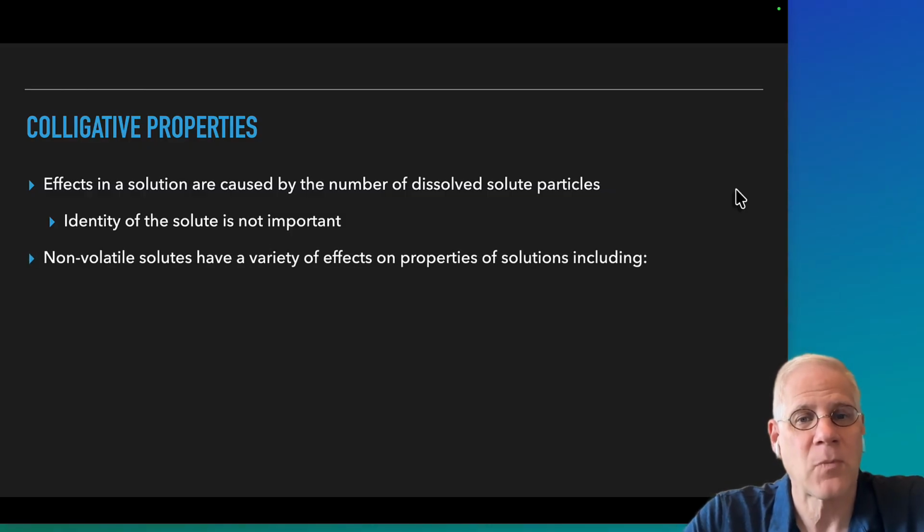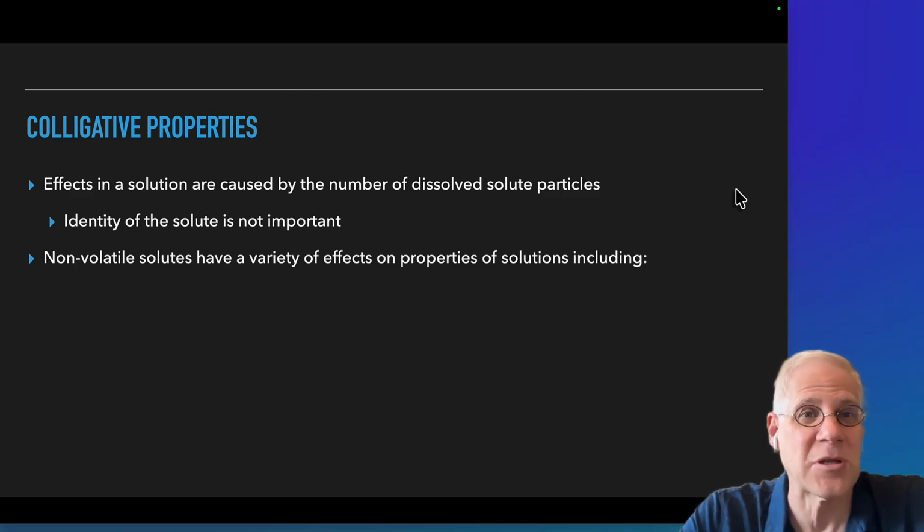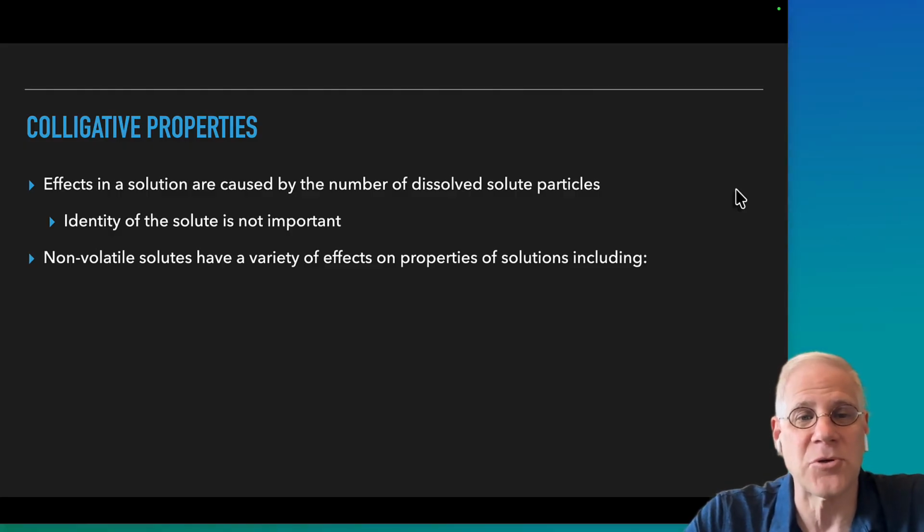particle is. Now, we're going to primarily focus on non-volatile solutes, mainly because if you have a volatile solute, you have a changing concentration of something dissolved in a solution. If it's volatile, it means it's going to be leaving that solution and the concentration will be changing. So we're focusing on non-volatile solutes.